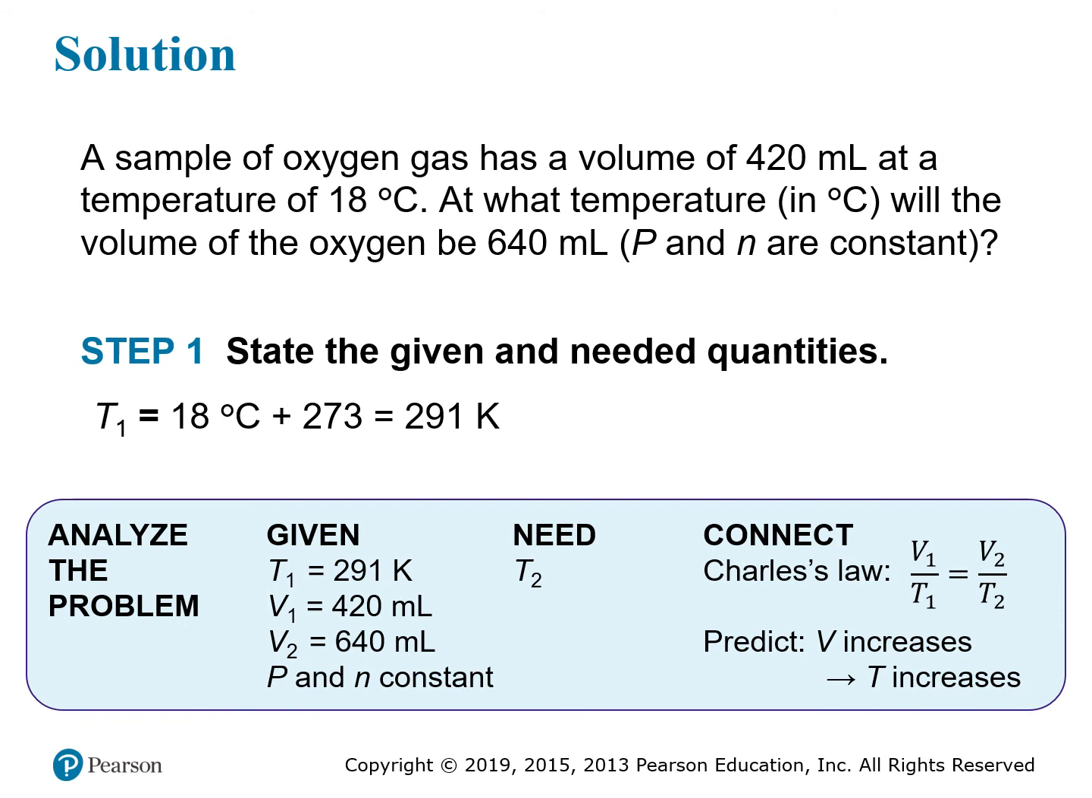Again, analyzing this problem, the first thing we should do is put the temperatures that were given into Kelvin. So 18 degrees plus 273 is 291 K. V1 is given to us as 420 milliliters, and V2 is 640 milliliters. And so we need to find T2, which means Charles's law. And again, we can predict the volume is increasing. It's going from 420 to 640, and so we would expect that the temperature is increasing as well, the Kelvin temperature.